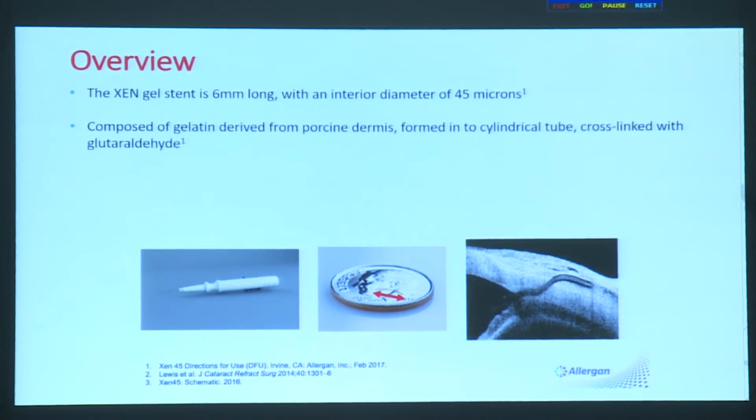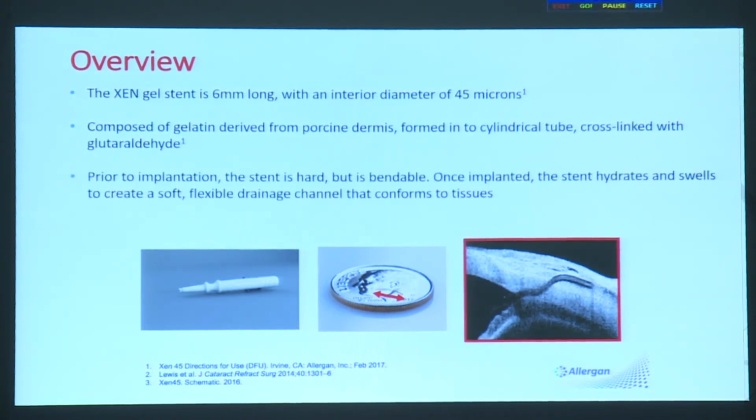It's composed of gelatin that's derived from the porcine dermis. It's formed into a cylindrical tube and it's cross-linked with glutaraldehyde. Prior to implantation, the stent is hard, but it is bendable, and once it's implanted, the stent hydrates and swells to create a soft, flexible drainage channel that conforms to tissues. And you can see this in the rightmost photo here.